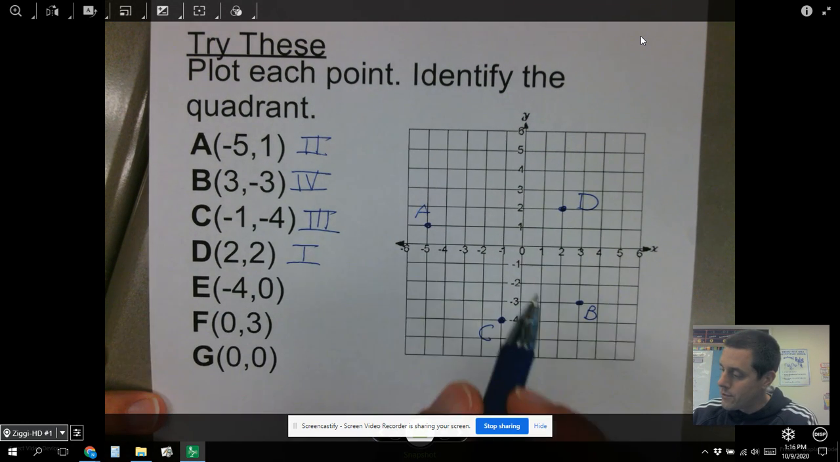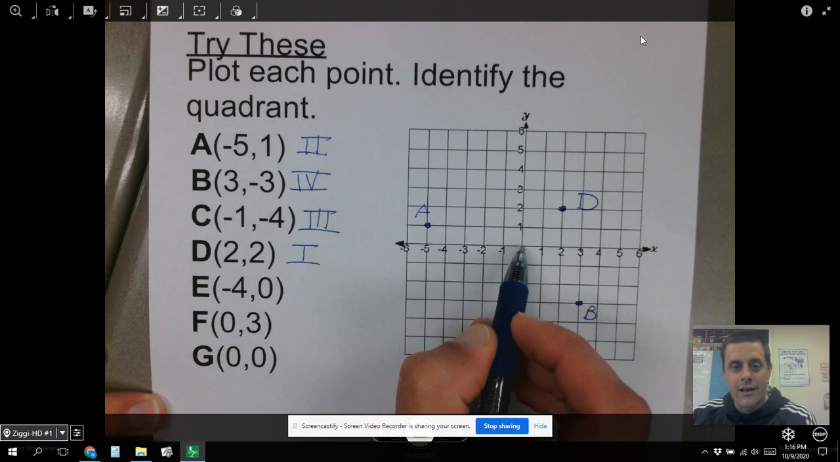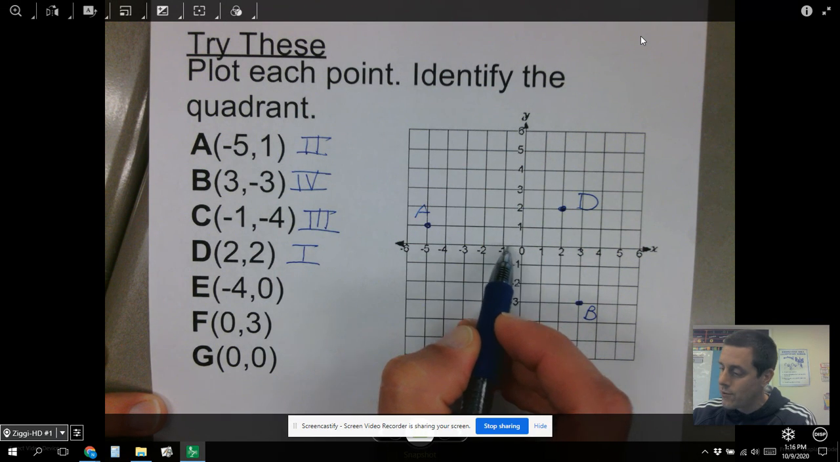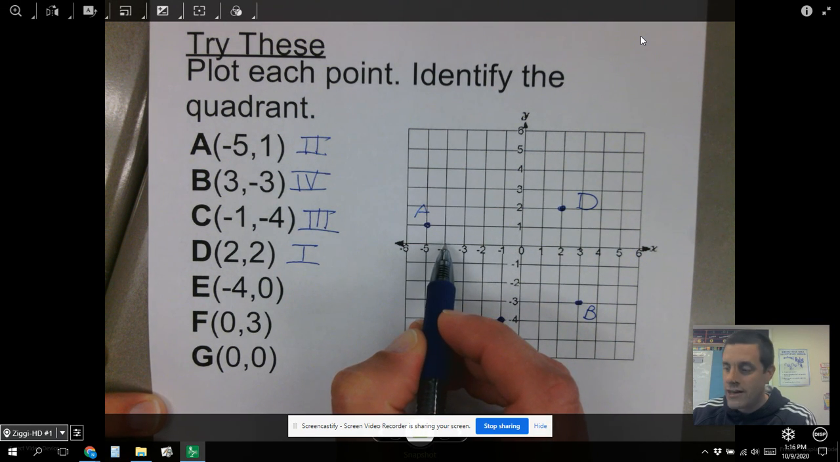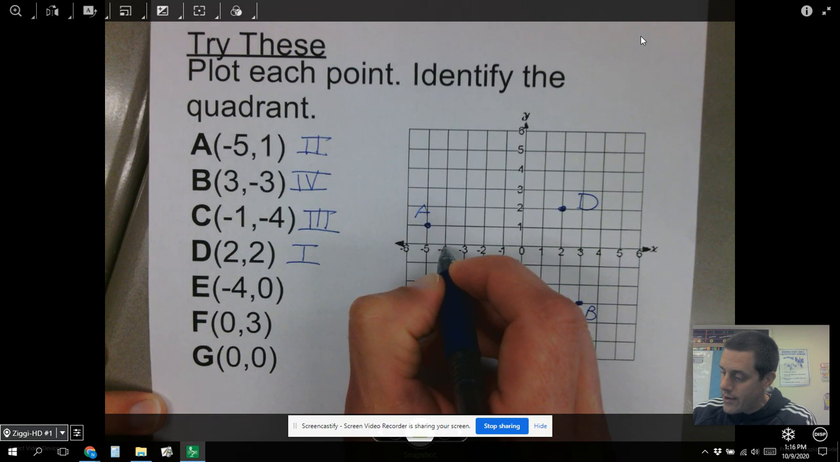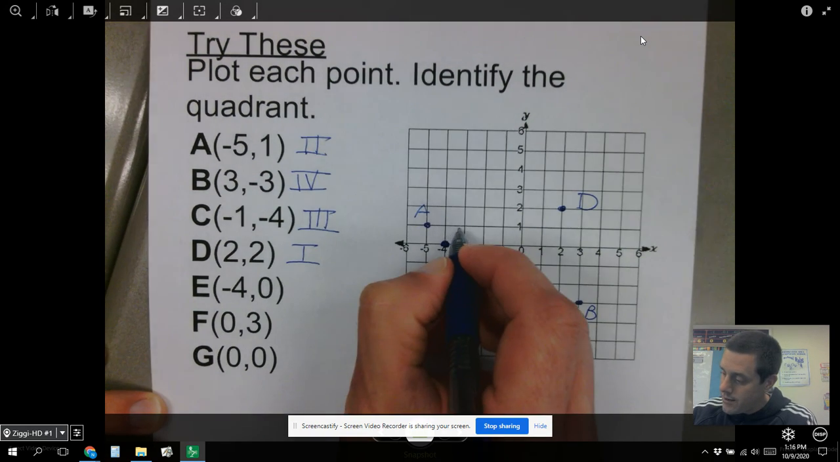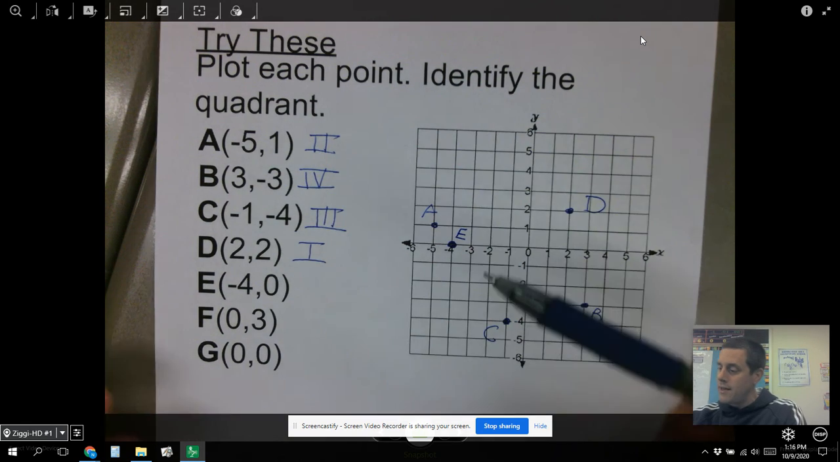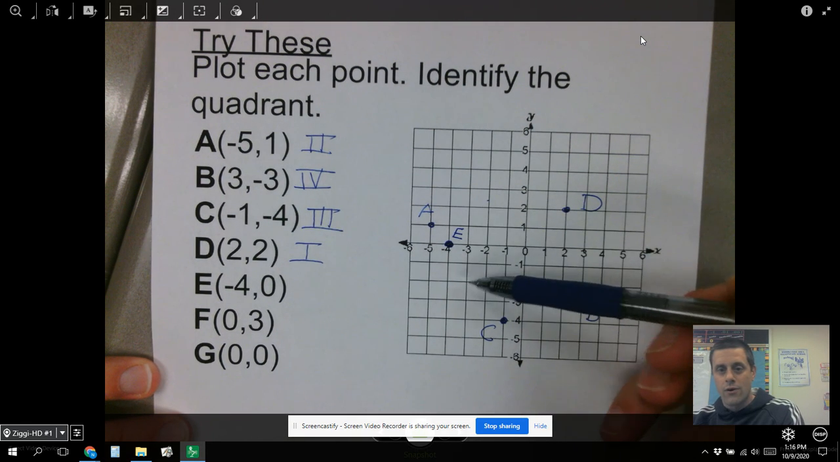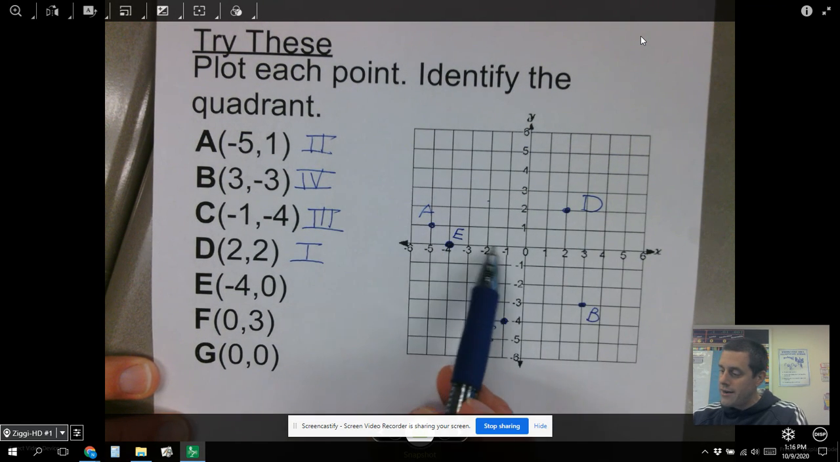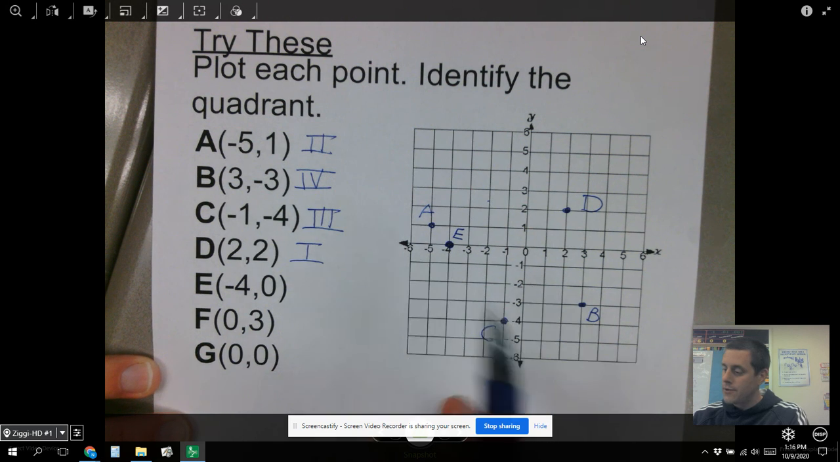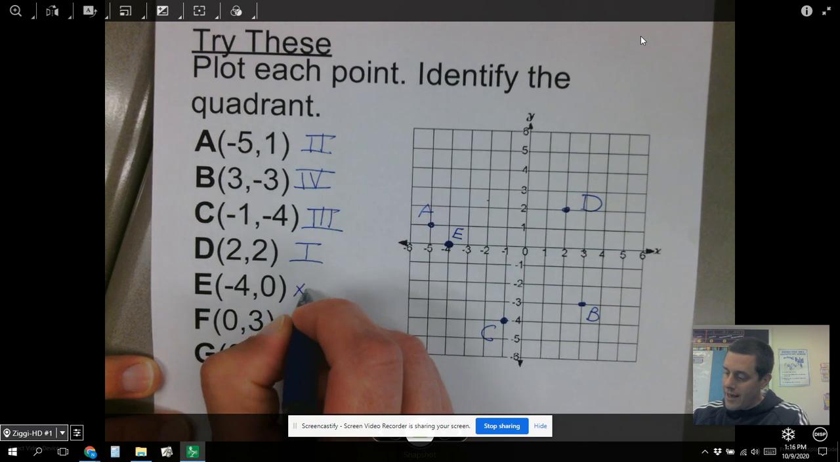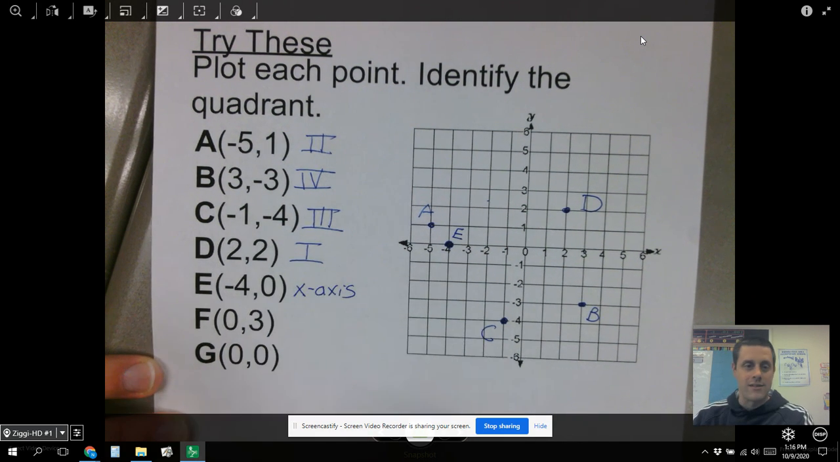E, -4, 0. Means from the origin, an X value of -4 means 4 to the left. A Y value of 0 means we are not moving up or down at all. So we're going to plot point E right there. Now, point E falls in between the second and the third quadrant. It's actually on an axis, so we're going to identify its location as being on the X axis.